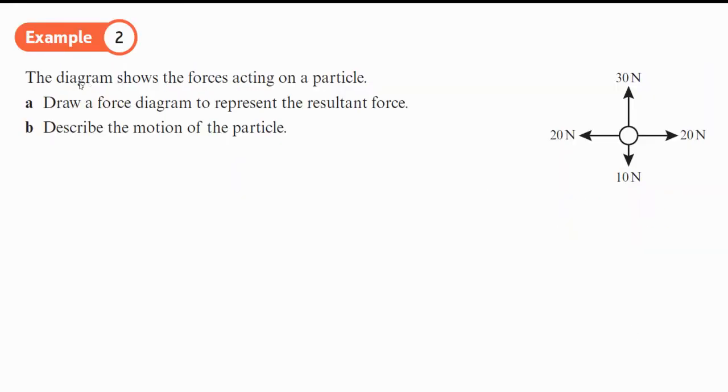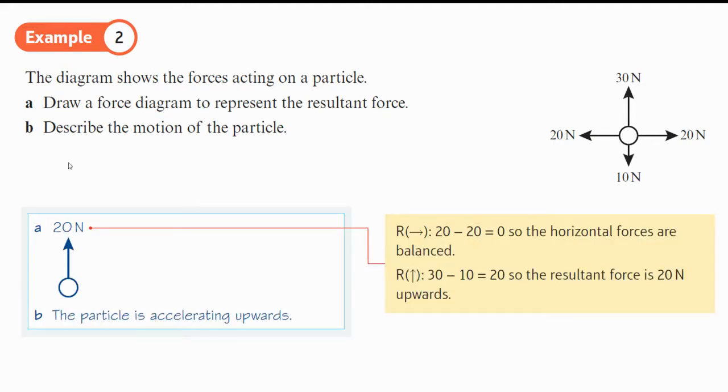So, new example. Diagram shows forces acting on a particle. Draw a force diagram to represent the resultant force and describe the motion of the particle. So, we've got 20 in this direction, 20 in this direction. They balance. You've got 30 in this direction and 10 in this direction. So, 30 take away the 10, you're going to have 20 going upwards, and it's going to be accelerating upwards. If you say that it's moving upwards, or it's moving at a constant velocity upwards, even worse, it's not true. You've got to say it's accelerating upwards. It's getting faster and faster and faster upwards, because that's where the force is.